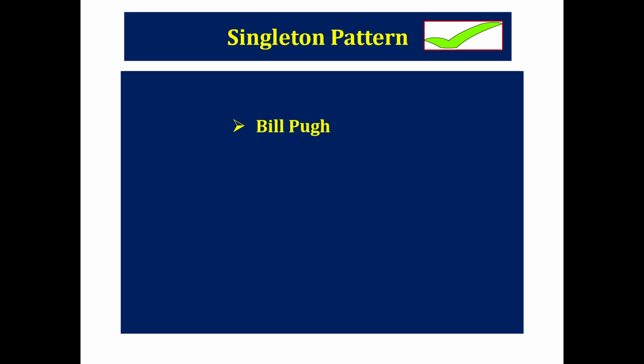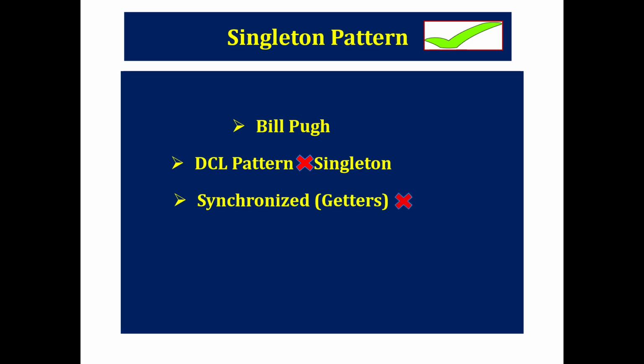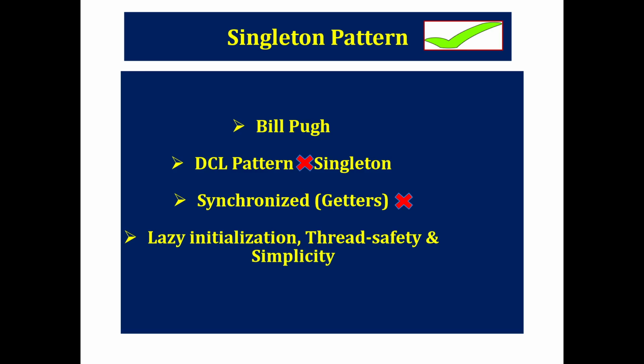a singleton pattern. So why did he introduce it? Because he observed that before Java 5 the double checked locking pattern for lazy singletons was broken due to memory model issues, and he also observed that many developers used synchronized getters to make singletons thread safe, but those had a performance cost. Due to this, Bill Pugh introduced a cleaner way that takes advantage of Java's class loader mechanism to achieve lazy initialization, in which we can create an instance when it is needed, and thread safety without synchronization, and simplicity as well.